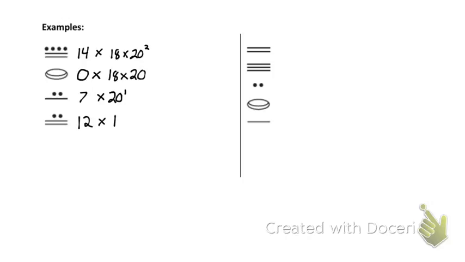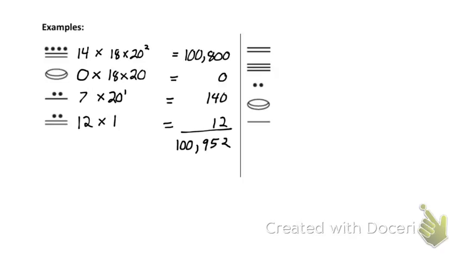So we repeat 20 to the first twice, including 18, and then 18 just stays in there for the rest of the time. This makes it pretty easy to convert because it's already stacked on top of each other. So we have 14 times 18 times 20 squared, which actually equals 100,800. Our next one is 0 times anything is just 0. 7 times 20 is going to be 140. 12 times 1 is just 12. So this whole thing just equals 100,952.